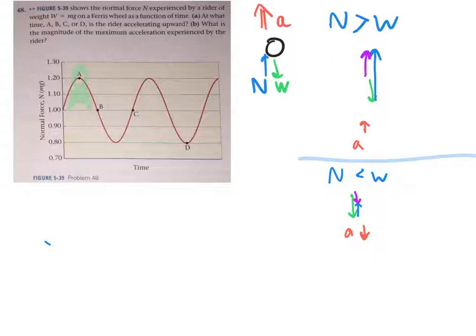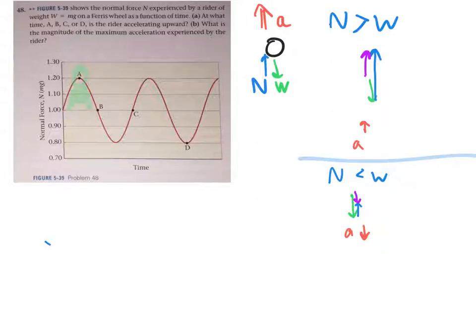They didn't ask this, but you say, what else is going on? At point D, the person is accelerating downward because the normal force is under the weight, and so the person falls a little bit, but not as much as in free fall. And at B and C, where the normal equals the weight, at that moment there's no net acceleration. All right, and then part B, what is the magnitude of the maximum acceleration experienced by the rider?